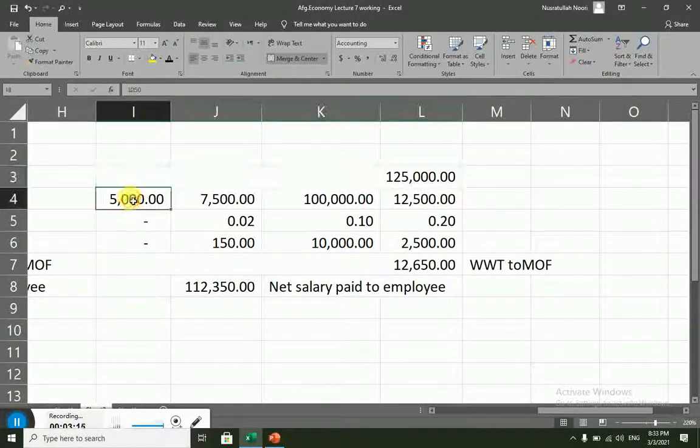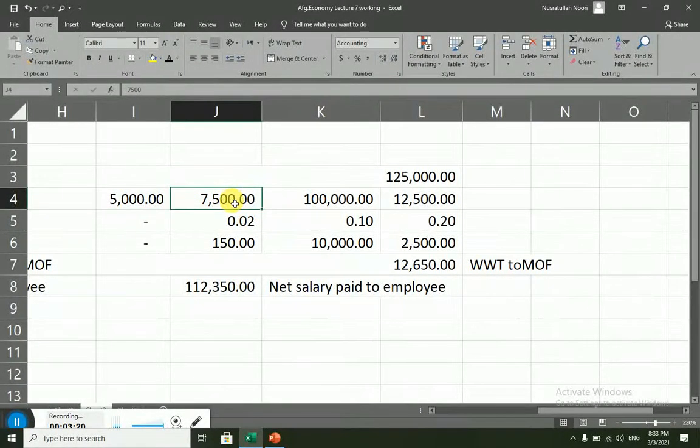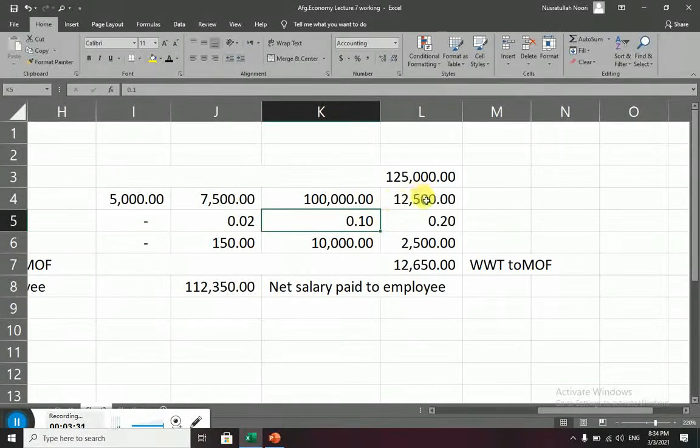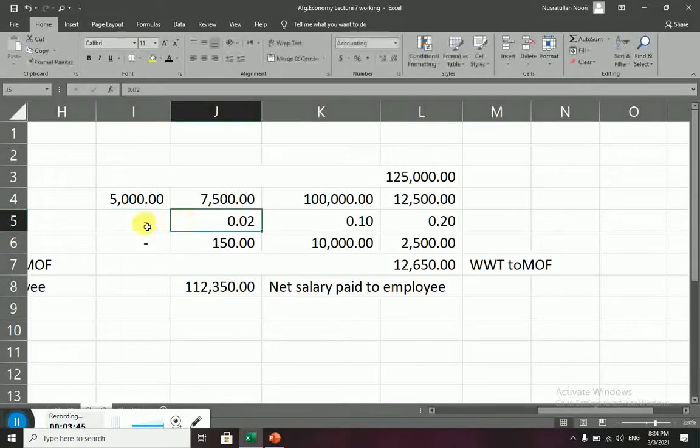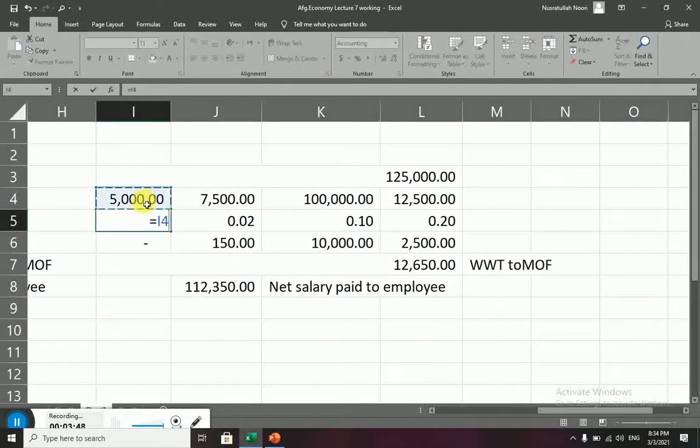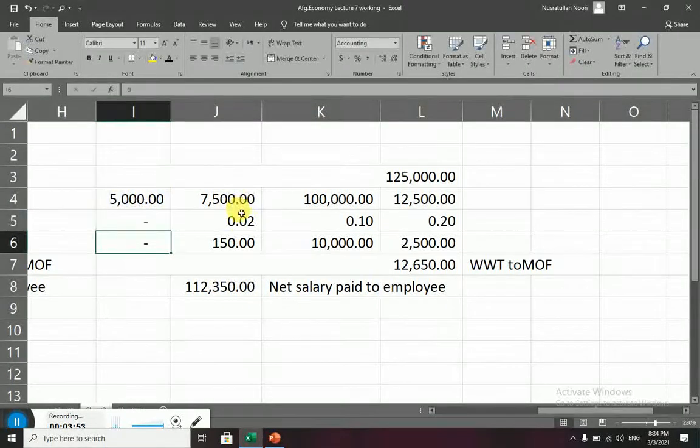The first threshold is 0% tax, which is 5,000. The second threshold is 12,500, which is 2% tax. The third threshold is 100,000, which is subject to 10% tax, and above 100,000 is subject to 20% withholding tax. So first we had the calculation on 5,000. You can see there is 0% tax. For example, 5,000 multiplied by 0% gives zero tax.